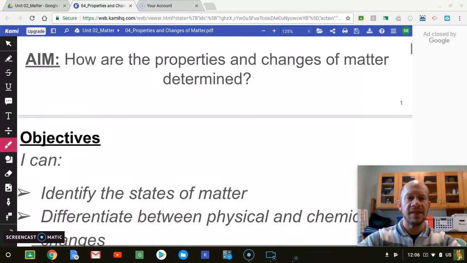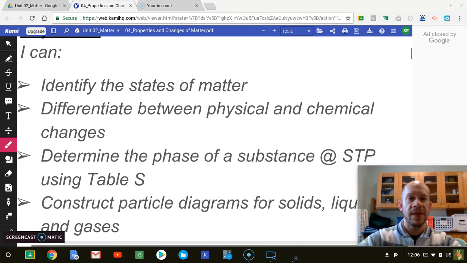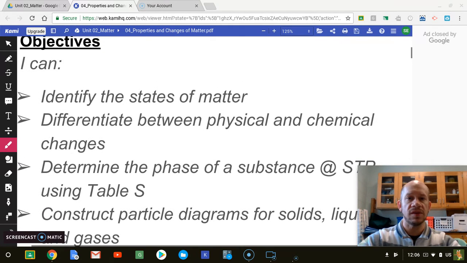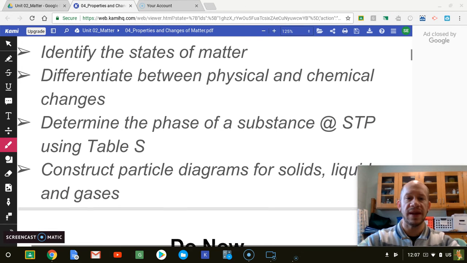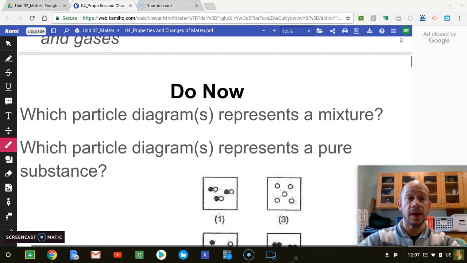The objectives of this video: I can identify the states of matter. I can differentiate between physical and chemical changes. I can determine the phase of a substance at STP using Table S, and I can construct particle diagrams for solids, liquids, and gases. So review due now.